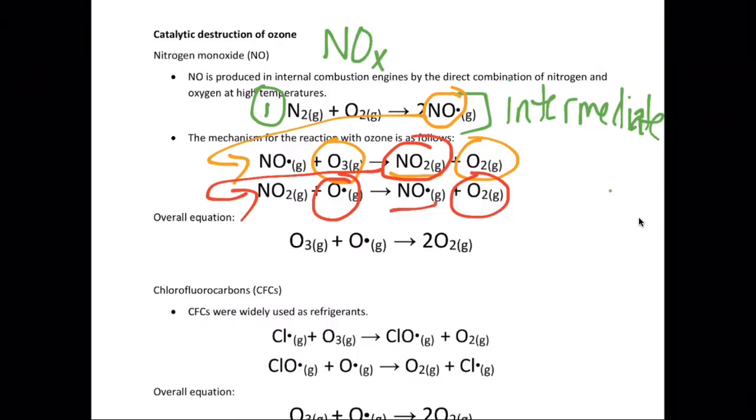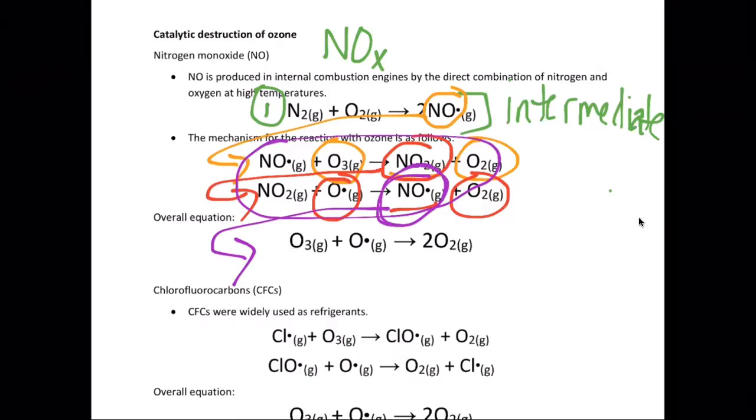The reason this is so dangerous and bad is because this NO radical right here, guess what? It's going to go and start the whole process again. It's going to do both of these steps over and over and over, because it's always going to end up producing another NO radical in that last step.